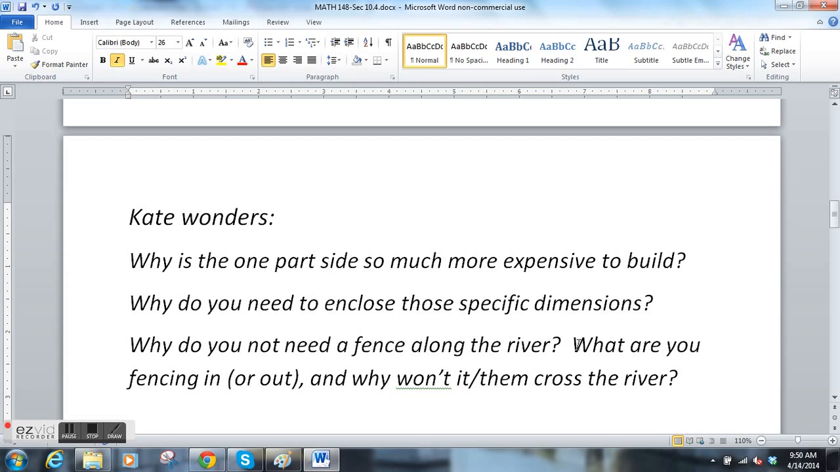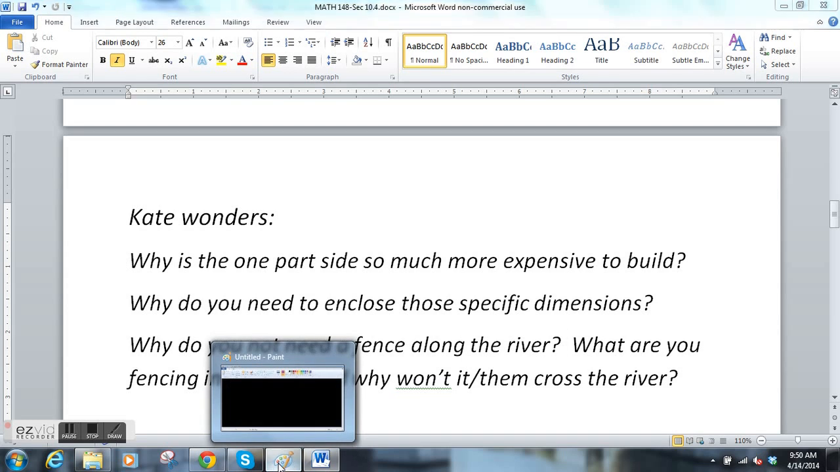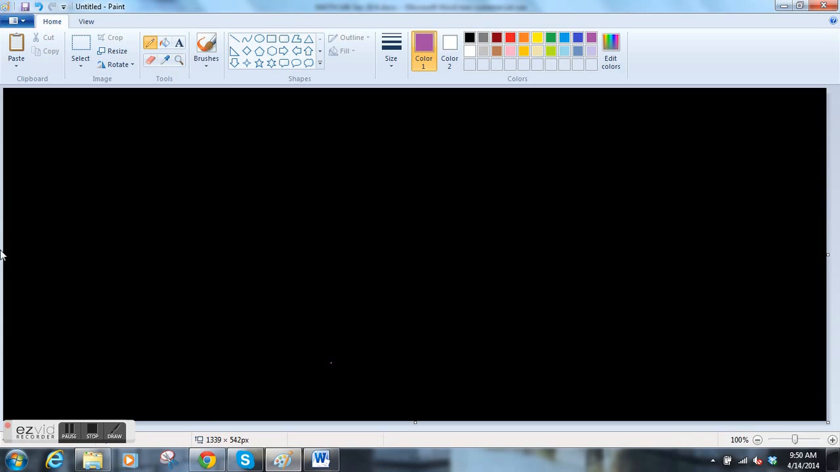And then why do you not need a fence along the river? What are you trying to fence in or out, right? You're trying to keep wild buffalo from coming into your cornfield, and why won't they cross the river? So I'm never going to have answers to these questions, but if you read this problem and you were thinking this too, I think they're very reasonable questions. But for our math situation, we just have to go ahead and work the math. I just bring those up because were I ever involved in a consulting situation like that, those would be my first questions, like what's going on with the river.